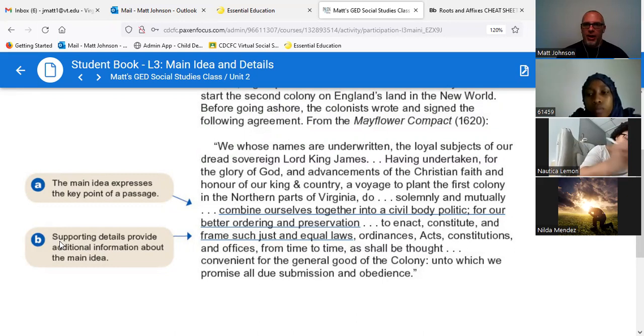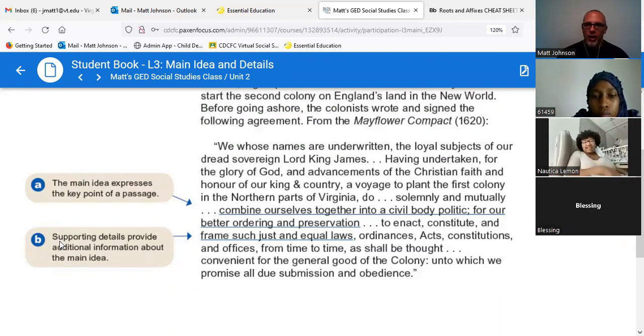So we whose names are underwritten, the loyal subjects of our dread sovereign Lord King James, having undertaken for the glory of God and advancements of the Christian faith and honor of our king and country, a voyage to plant the first colony in the northern parts of Virginia, do solemnly and mutually combine ourselves together into a civil body politic for our better ordering and preservation, to enact, constitute, and frame such just and equal laws, ordinances, acts, constitutions, and offices from time to time as shall be thought convenient for the general good of the colony, unto which we promise all due submission and obedience.